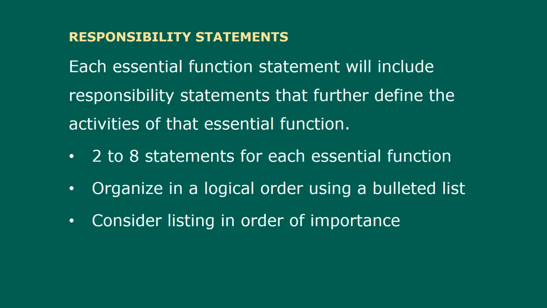Each essential function statement, what I like to think of as buckets of the major responsibilities of a job, will include responsibility statements that further define the activities of that essential function. Follow these general guidelines for developing good responsibility statements as part of your bucket of essential functions. First, 2 to 8 responsibility statements should be included in each essential function area. Organize your responsibility statements in a logical order using a bulleted list. And consider listing the responsibility statements in order of importance for that essential function area.